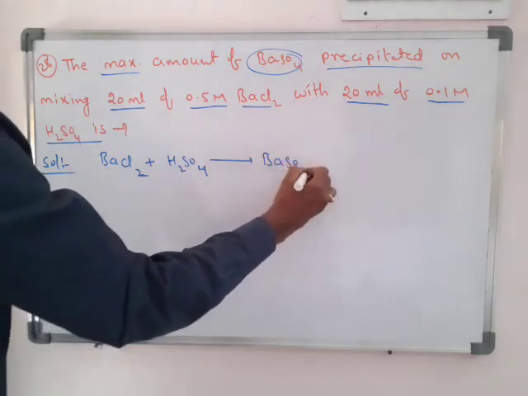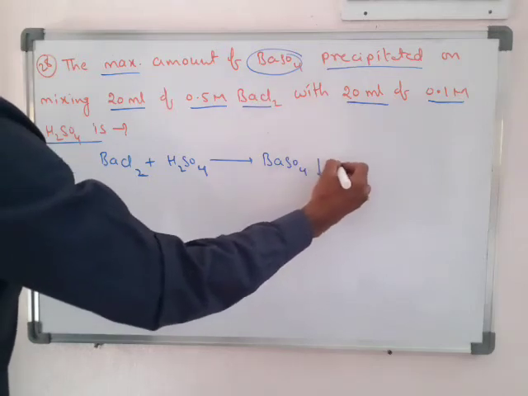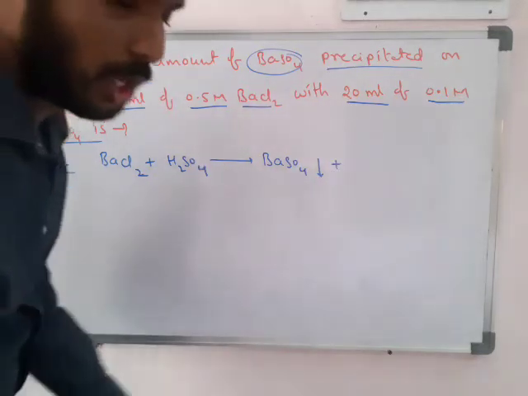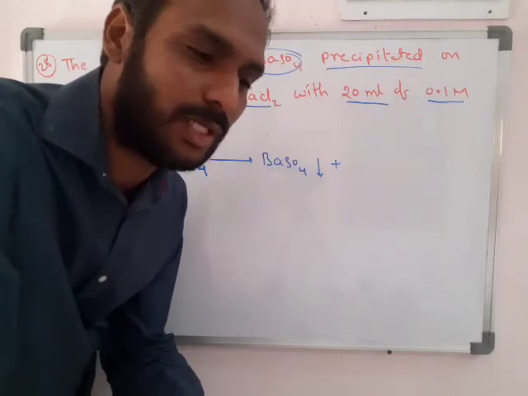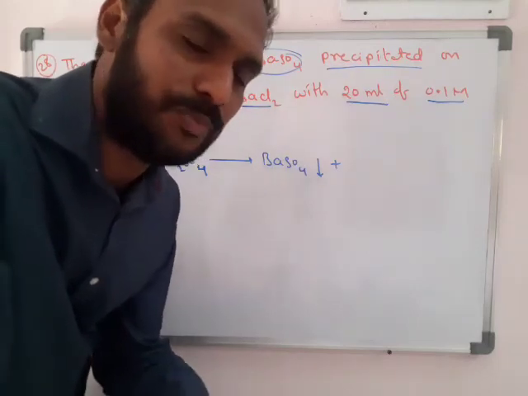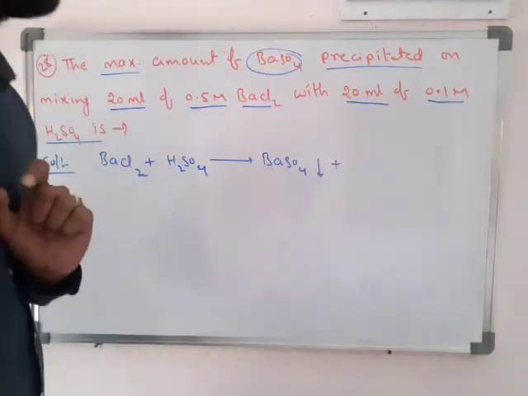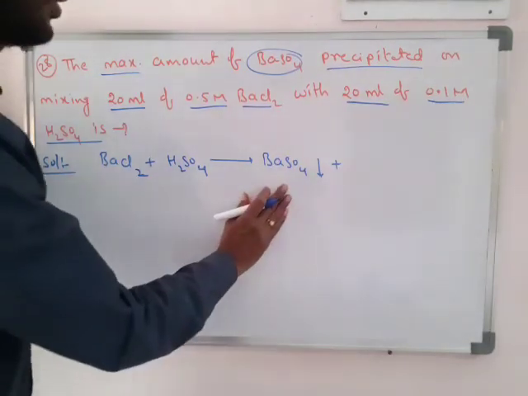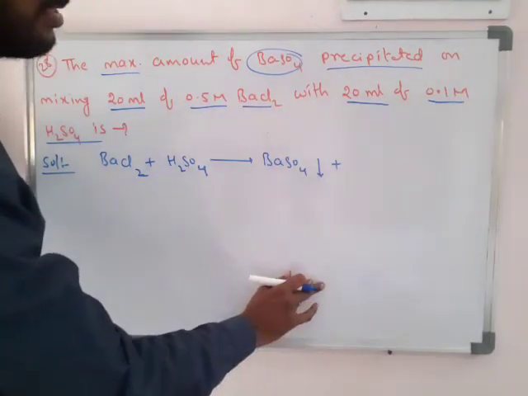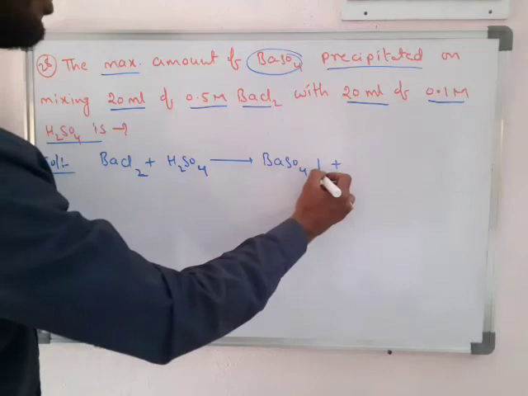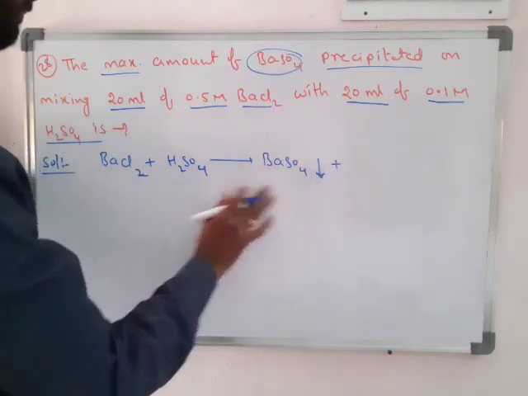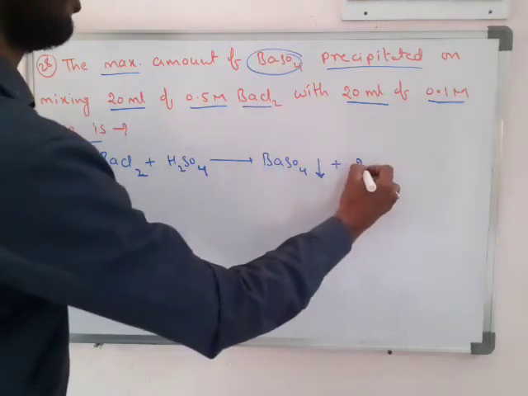The barium sulfate formed is in solid state, so it occupies the bottom of the vessel or test tube. That's why we call it a precipitate. It is in the form of solid, which comes to the bottom of the vessel. So the downward arrow mark indicates the precipitation. And there is a formation of 2HCl.